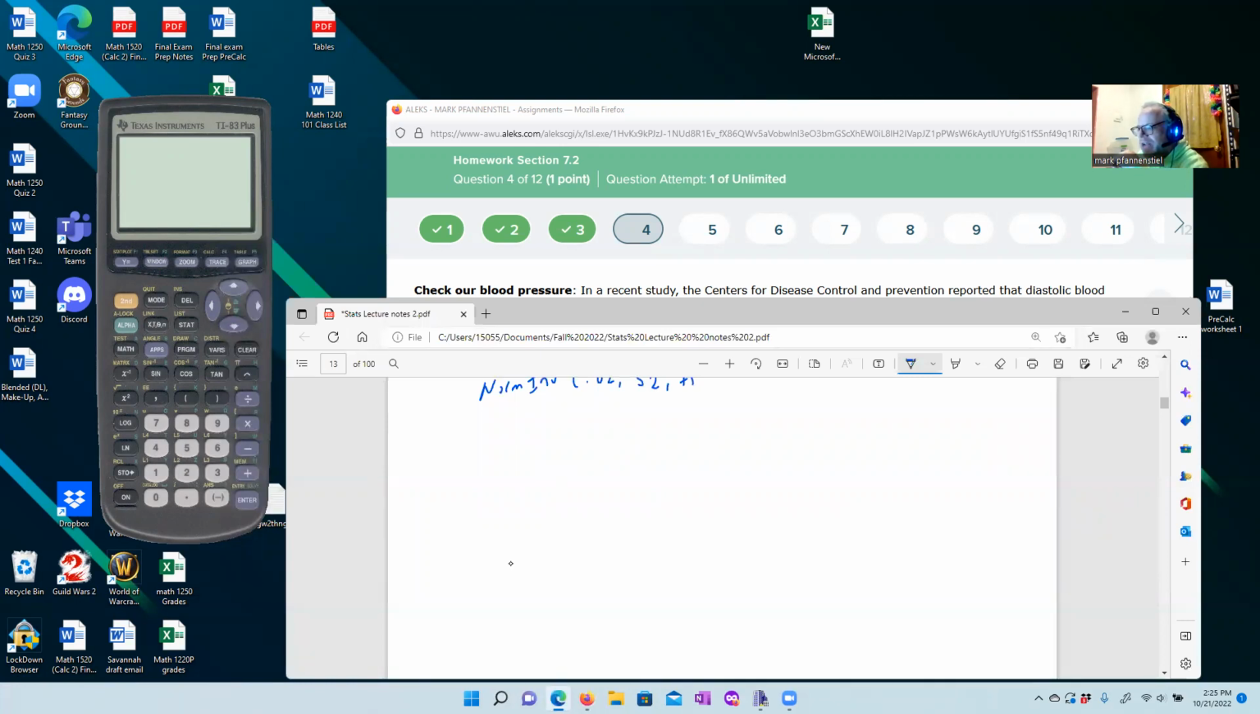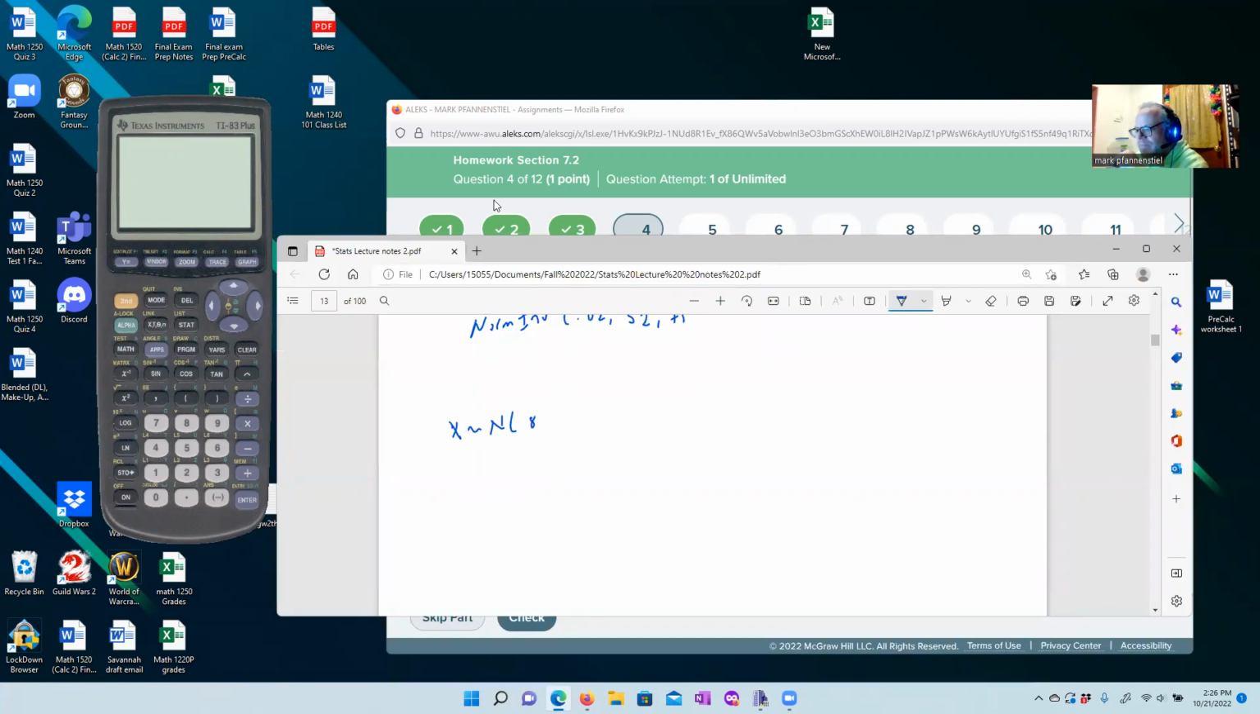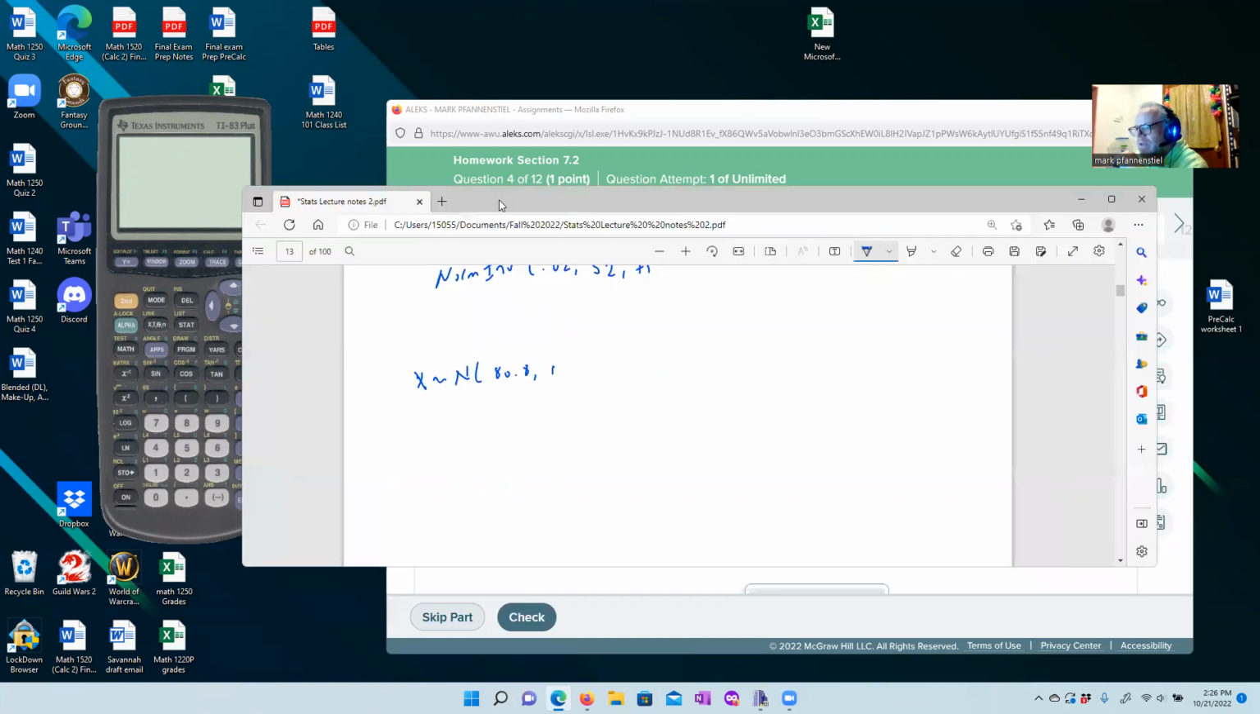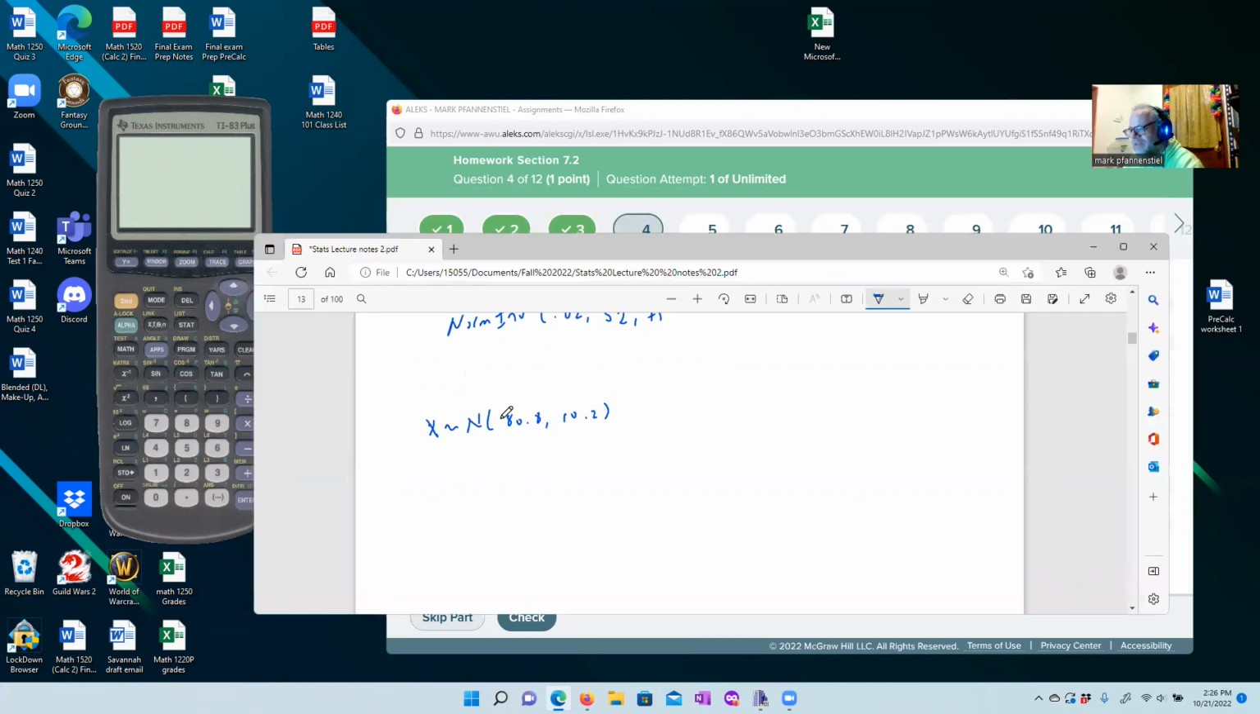So what's going to happen here is we have X as our normal distribution. Our mean is 80.8, and our standard deviation looks like it was 10.2. Even though these are not the most pretty numbers, the calculator is going to handle the heavy lifting on this, so we don't really have to worry too much about the fact that these are a little ugly.